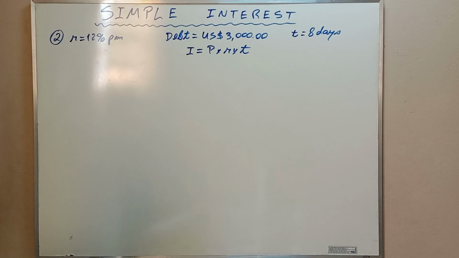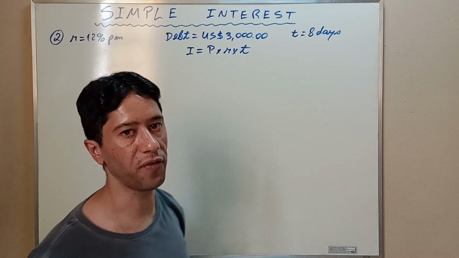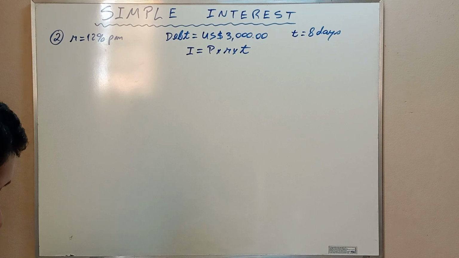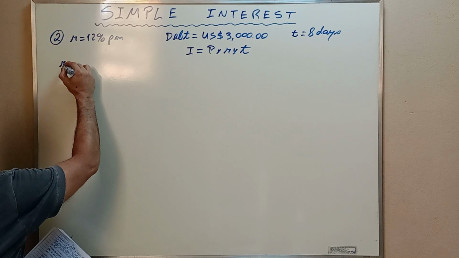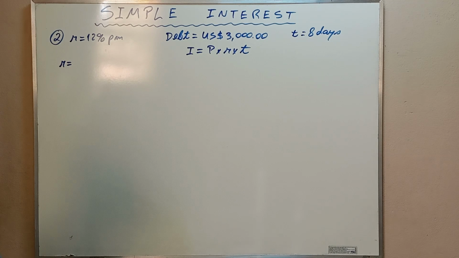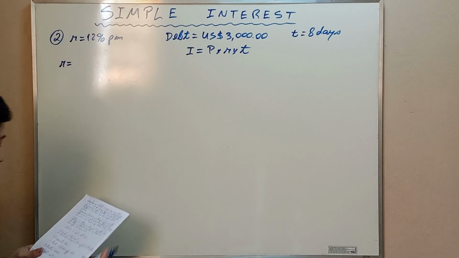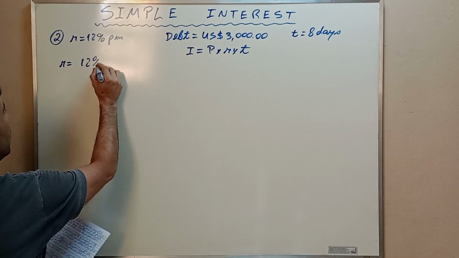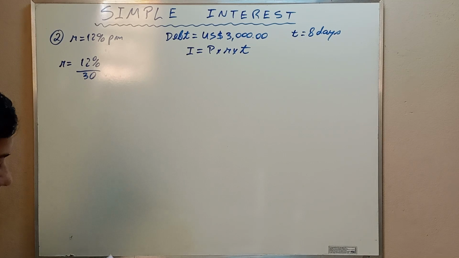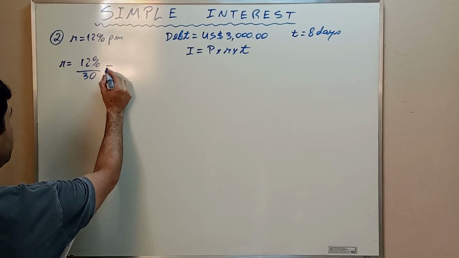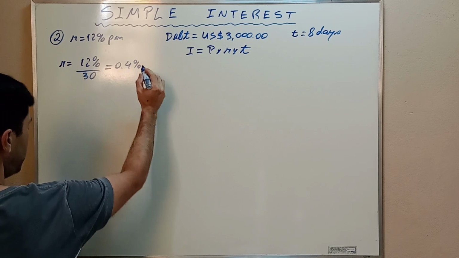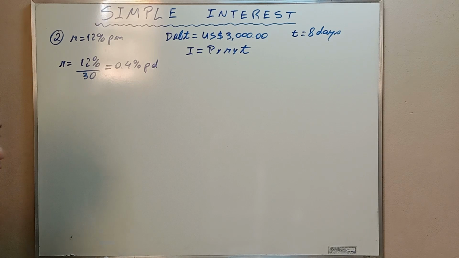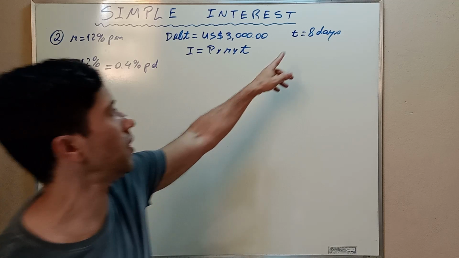We already have the principal, $3,000, and the interest rate is 12% per month. But here we have a period of 8 days, not a month, 8 days. Alright, then what we need to do, we need to convert the interest rate from a monthly basis to a daily basis. Okay, so it is 12% per month converted to days, and the exercise said that we shall assume a business month of 30 days, and we are going to divide 12 by 30, and this gives 0.4% per day. All right, and the time period is 8 days.